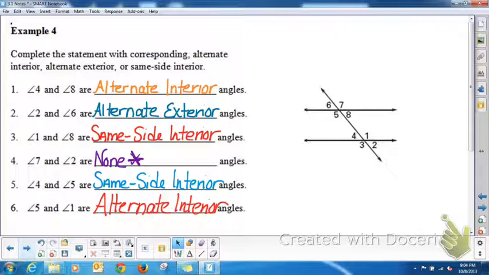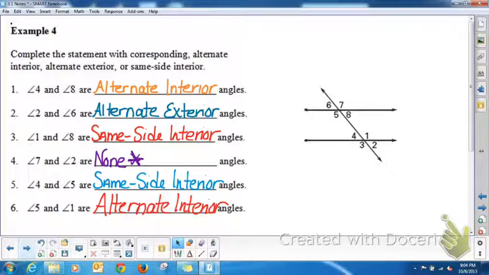7 and 2. We don't have a rule about them. They're on the same side and they're on the outside. So these are actually called same side exterior angles, but we don't have a rule about them. We're going to investigate a rule about them in class on Tuesday.